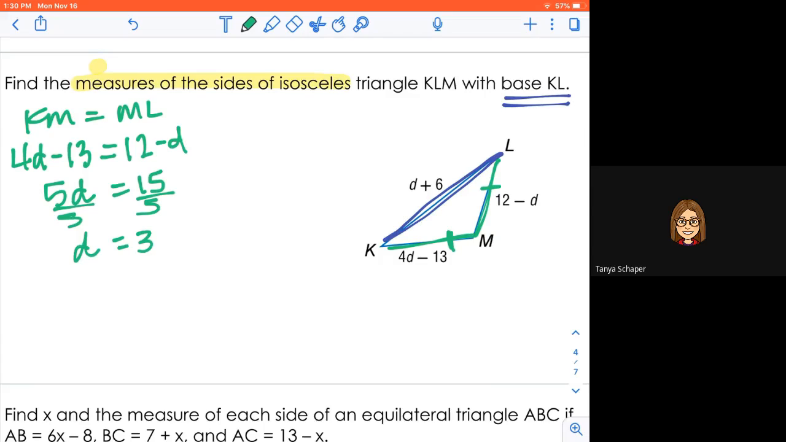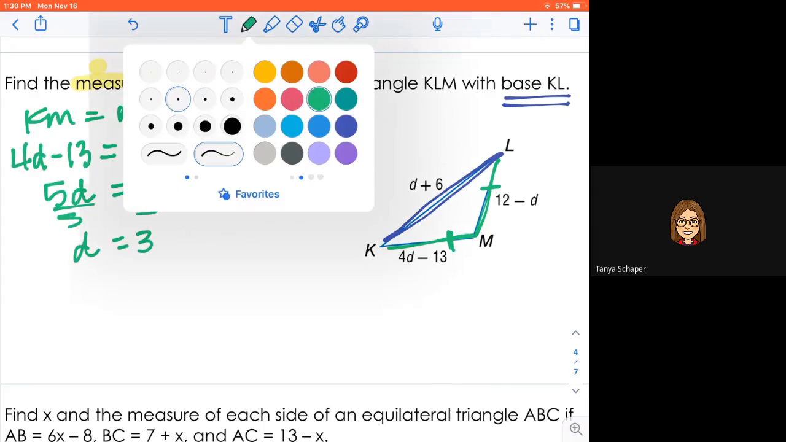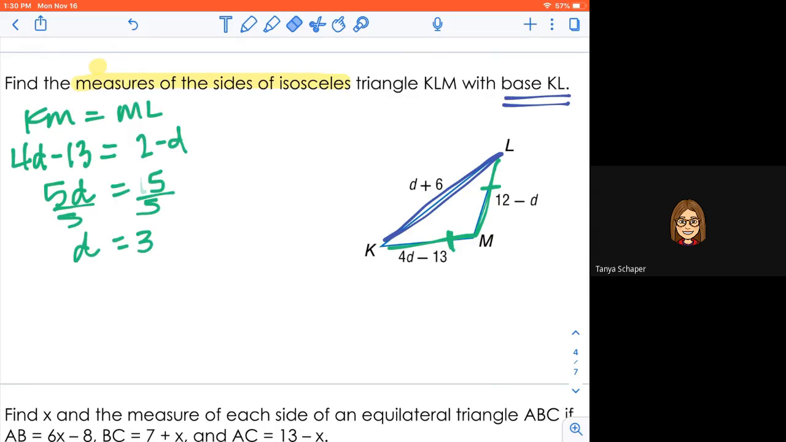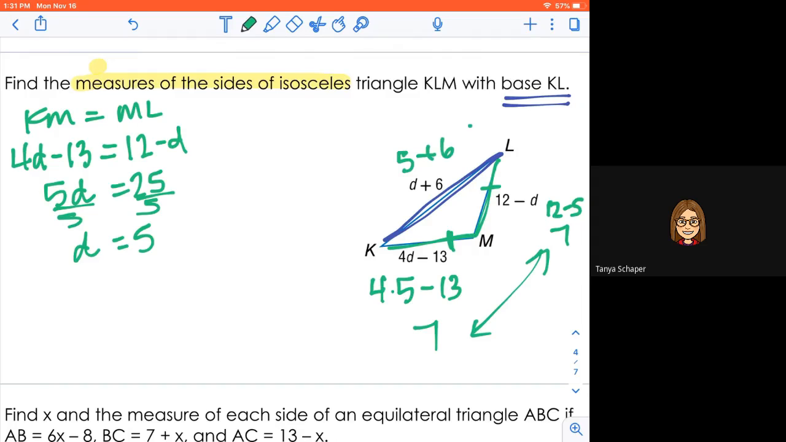So I just realized I made a mistake here. This should be 25. And that would change my answer to 5. So 12, 25, and this 5. So now what I'll do is I'll take 4 times 5 minus 13 is 7. 12 minus 5 is also 7. These two match. So that helps. That means I did something accurately. And then 5 plus 6, that is 11.